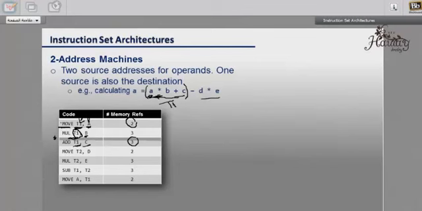We create a function called move. So we move D inside T1. Same thing. We need to multiply T1, which has the value of D, by E. So we have three memory accesses, right? Now we have a value of T2 ready, because it will store inside. Now straight away we just need to subtract T1 and T2.